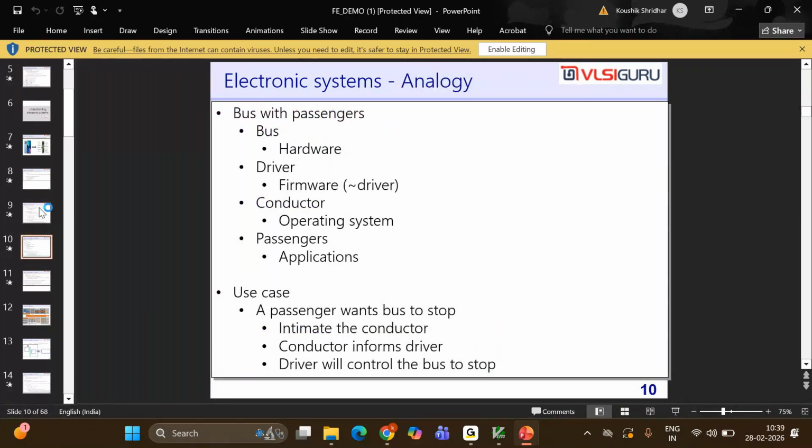So the electronic system, right? The 4 layers we saw. Let's take one analogy to understand how it works in an electronic system. The analogy here is a bus with passengers. There's a bus and there are passengers in it. Okay, your name? Nitesh. Suppose let's say Nitesh is one of the passengers in the bus. I'm just taking one example.